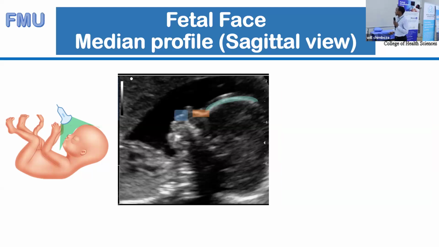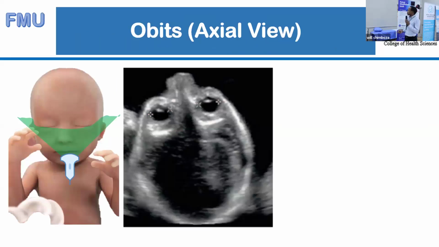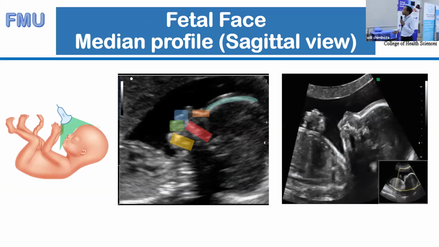Then we should also assess the maxilla. Any gap in between the maxilla, a defect on the maxilla bone, might be an indicator of cleft palate. Then we also have to see the mandible and rule out micro or retrognathia, which is micrognathia, which is a short mandible. Then, like is demonstrated in that image. Then from this view, we go on to assess the fetal orbit.